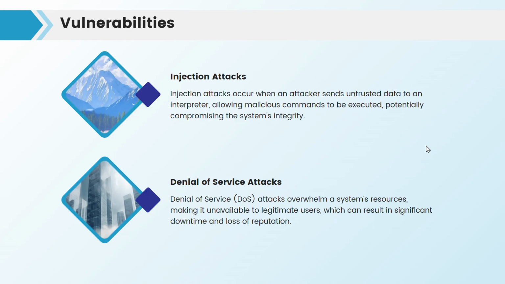Vulnerabilities. Injection attacks and denial of service attacks can happen in vulnerabilities of system calls. Injection attacks. Injection attacks occur when an attacker sends untrusted data to an interpreter, allowing malicious commands to be executed, potentially compromising the system's integrity. Denial of service attacks. Denial of service, DOS, attacks overwhelm a system's resources, making it unavailable to legitimate users, which can result in significant downtime and loss of reputation.